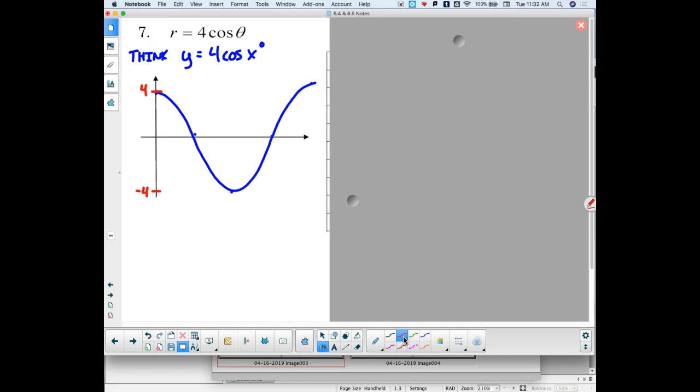Spacing wise, it starts at 0. And then this would be pi over 2, pi, 3 pi over 2, and 2 pi. Correct? Yeah? Okay. Love it.